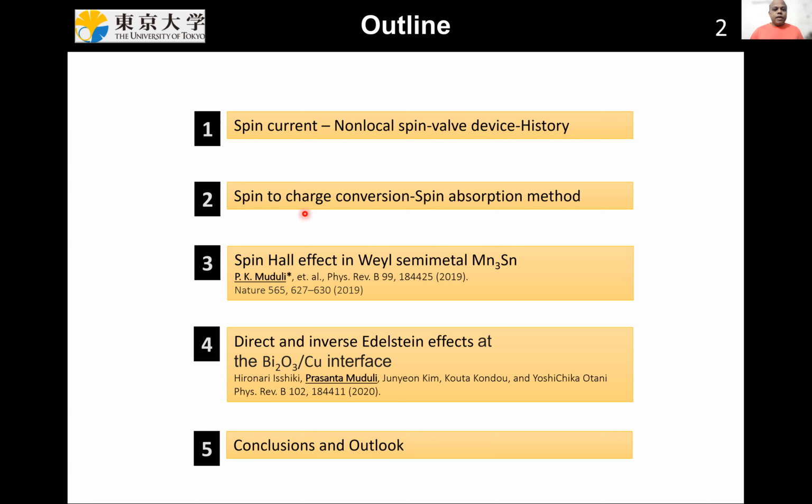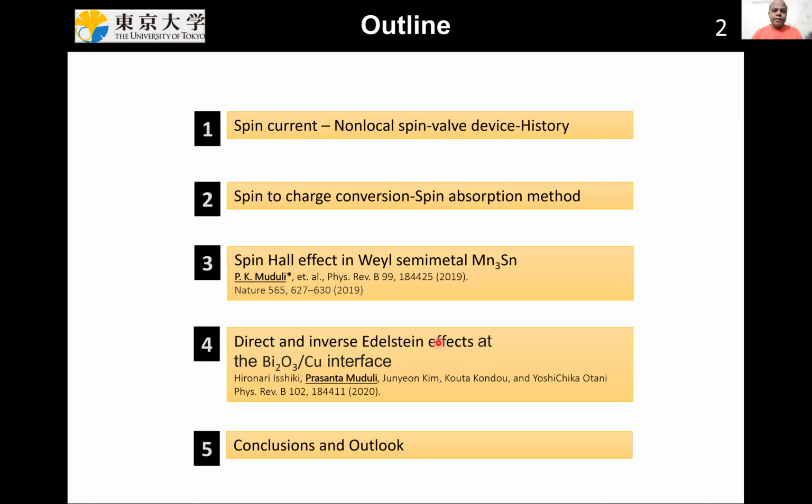First, I will start with spin current and a little bit of history about non-local spin valve devices. Second, I will talk about different kinds of spin charge conversion processes and introduce a new experimental technique, which we call the spin absorption method. Then I will give one example of a spin Hall effect study in a manganese Weyl semi-metal, and another example study of the Rashba effect in the bismuth oxide copper interface using non-local spin valve devices.